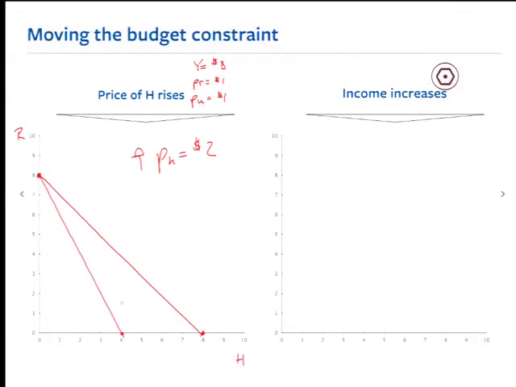Your budget set just shrank. The budget constraint rotates in. It doesn't shift parallel, but it actually does a rotation, around the price that didn't change.